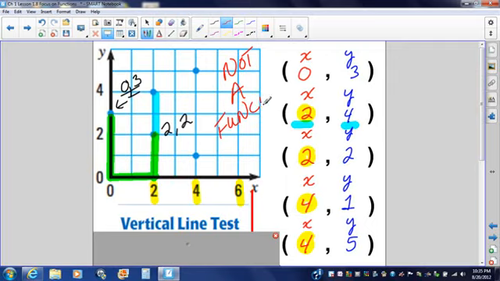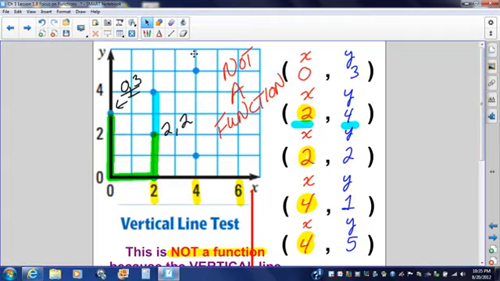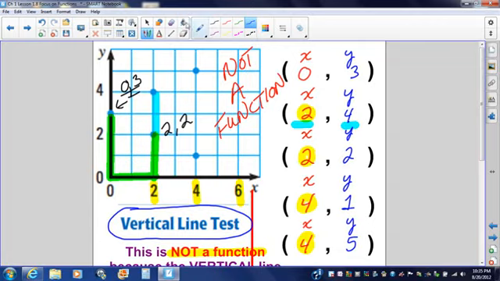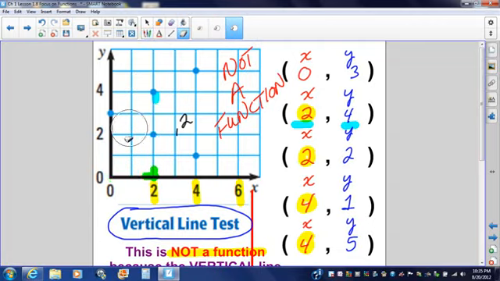But I'm going to show you a new way to figure it out, and this only works if you have the graph, and it is a lot quicker. It is called the vertical line test. So you might want to write on your spiral the vertical line test. And while you're doing that, I'm going to erase this gobbledygook.